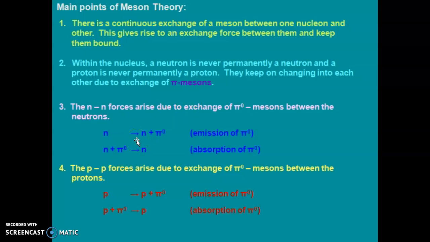For example, neutron forces arise due to pi 0 meson between the neutrons. For example, neutron changes to neutron plus pi 0 meson. Similarly, any other neutron may absorb this pi 0 and may change into neutron. Proton forces also arise from the same exchange of pi 0. That is, proton changes to proton plus pi 0. Proton absorbs pi 0 and changes to proton.